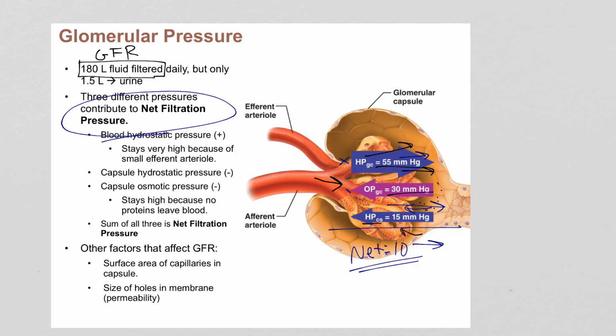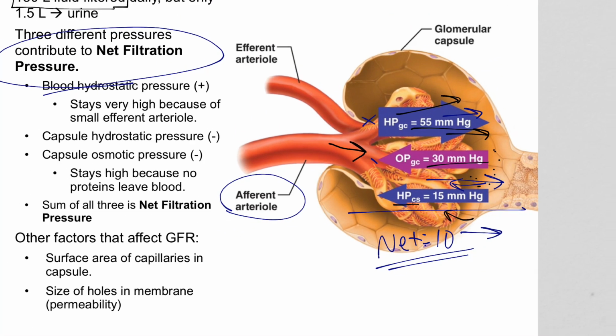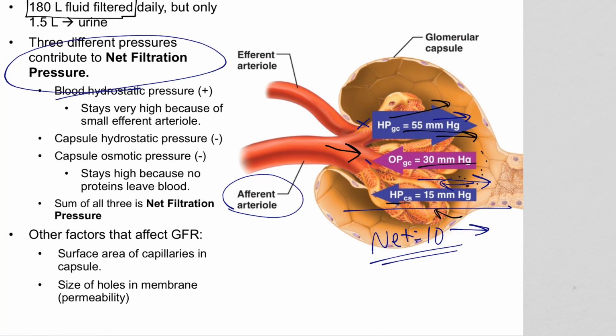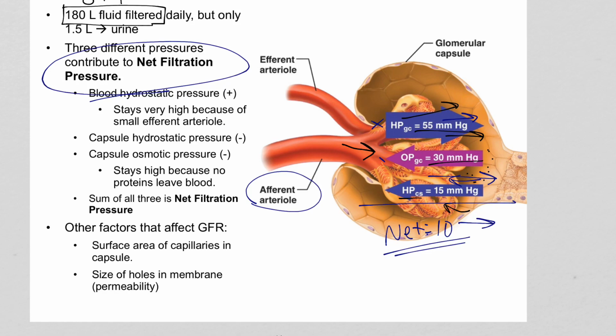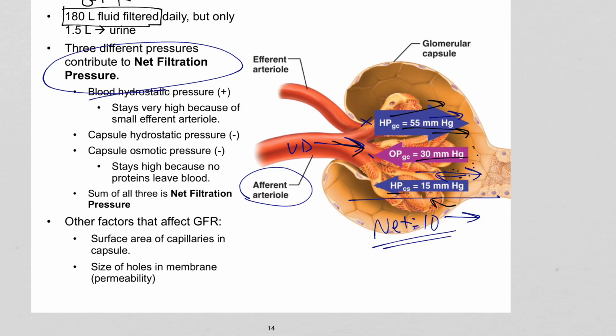Okay? And the way that we can manipulate this is this afferent arteriole can constrict and dilate. If you want hydrostatic pressure and net filtration pressure to go up, you would vasodilate the afferent arteriole and let more blood in. It's just like opening up the tap on a faucet. And if you want pressure and filtration rate to go down, you would vasoconstrict the afferent arteriole, which is like closing off the tap on a faucet. Should be pretty straightforward.